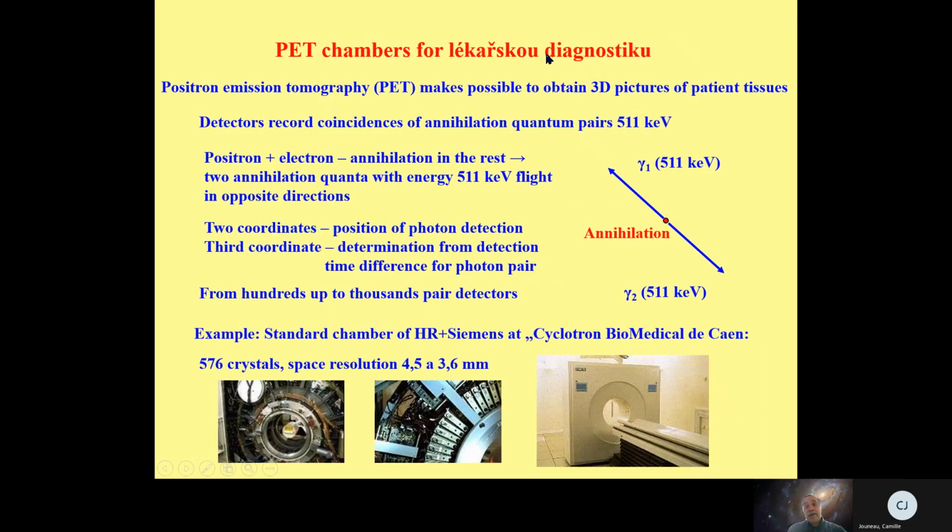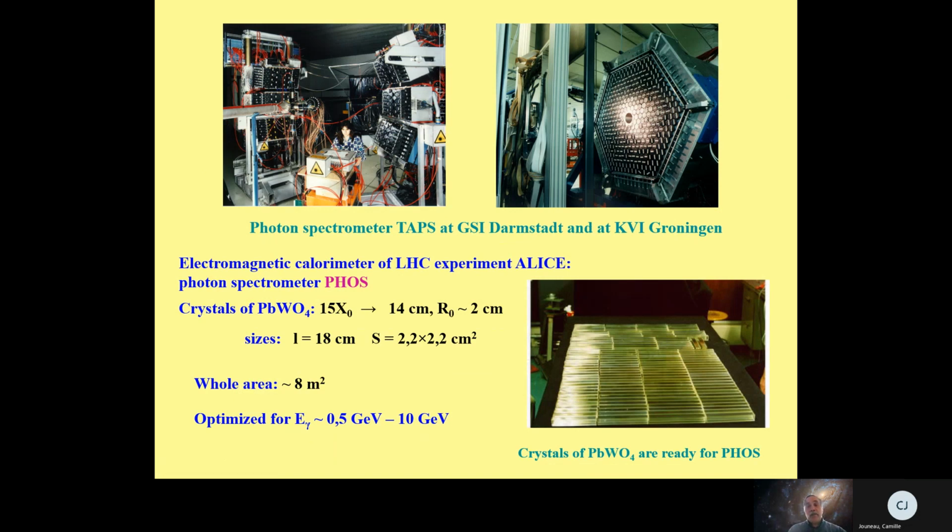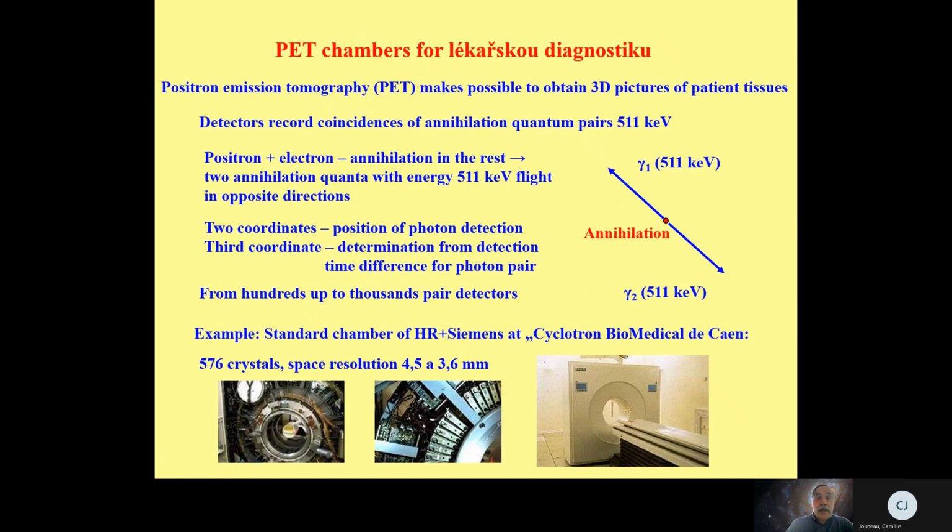I told you, here should be, this is a Czech word, that means it should be medical diagnostic. This is positron emission tomography chambers. This is for application. Up to now, we covered electromagnetic calorimeters for high energy physics and for research in nuclear and particle physics studies. Here you have an application, and in this case it is for medical purposes.